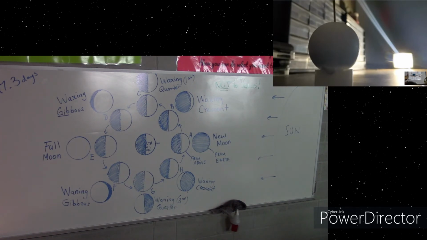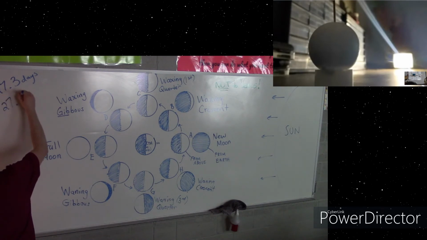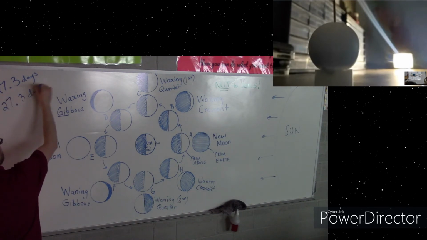How about the rotation? How long does it take the moon to rotate? First of all, does the moon rotate? Yes. And you learned about that in the video, and we'll talk more about it here in a second. How long does it take the moon to rotate? Matthias. 27.3 days. It's the same. 27.3 days.